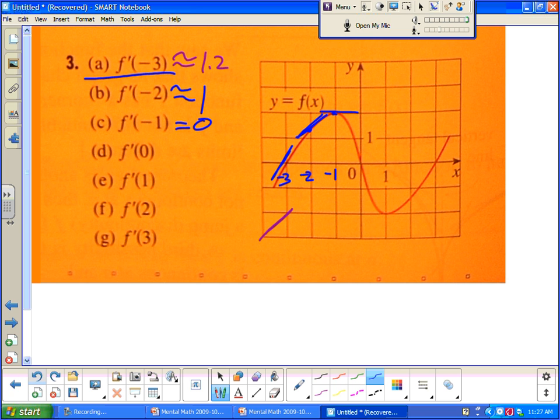F prime of 0, ooh, it's steeply negative. Ugh, I don't know. It's very steep negative. How about negative 3.5? I don't know. Negative 2.5. How do you like to give these up to it? All right. Yes. Yeah. Well, all right, Sam.